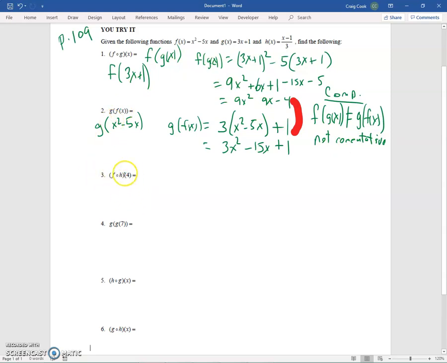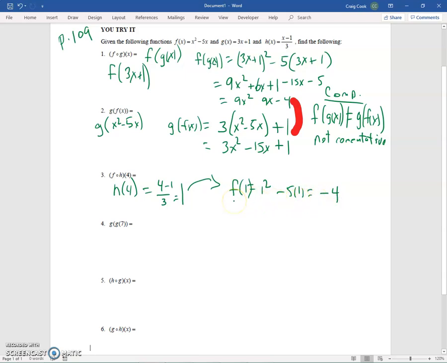What if I wanted to do f of h of 4? Well, instead of doing f of h of x, I can literally just do what h of 4 is, and that gives me 4 minus 1 over 3, which is 3 over 3, which is 1. And I'm going to take this and plug it into f of 1, which is 1 squared minus 5 times 1, which is equal to 1 minus 5, which is negative 4.